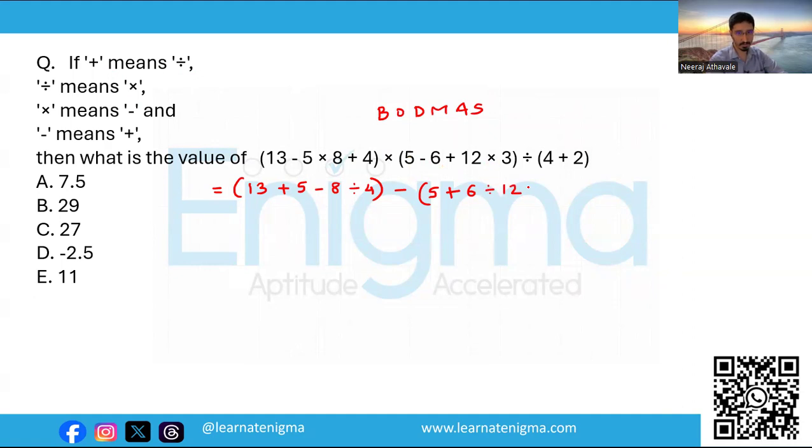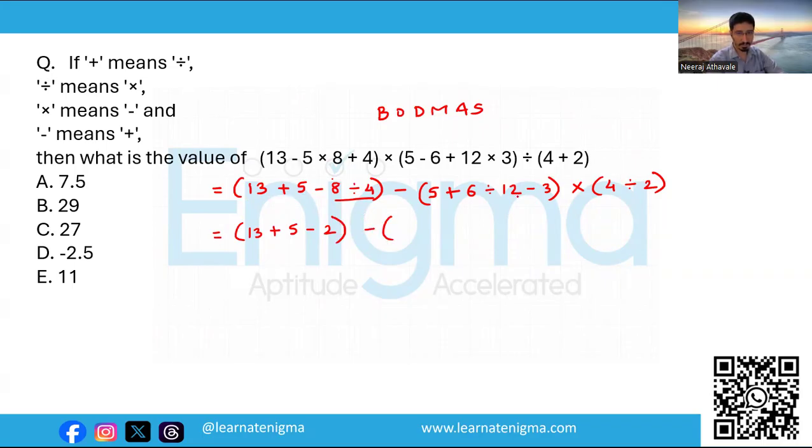Multiplication means minus. So minus 3. Division means multiplication. 4 plus means division, divided by 2. Okay. So 13 plus 5 minus 8 divided by 4. So in this bracket, we need to solve this part first. So 13 plus 5 minus 8 divided by 4 is 2.